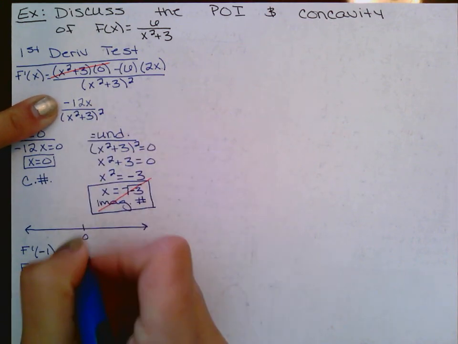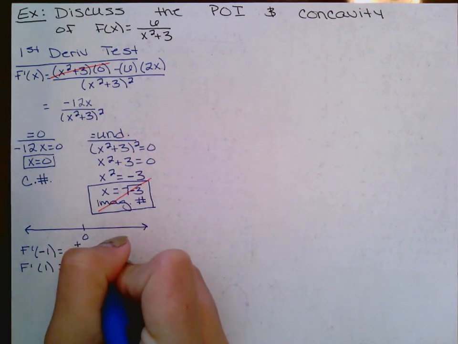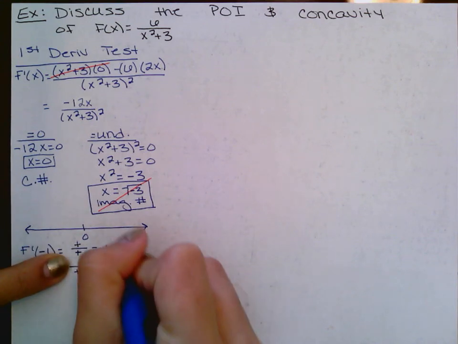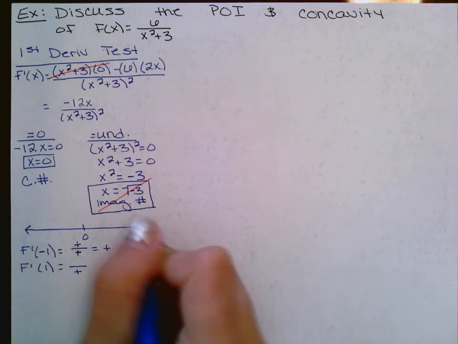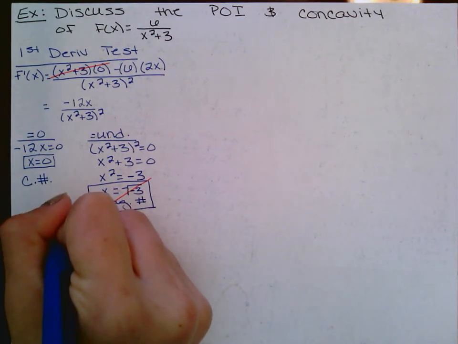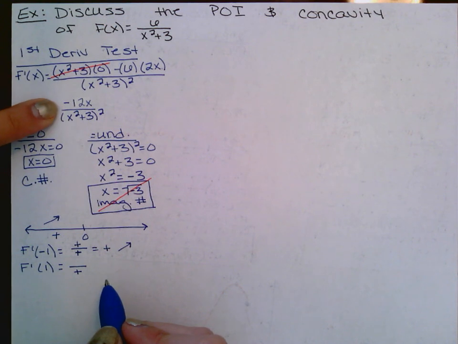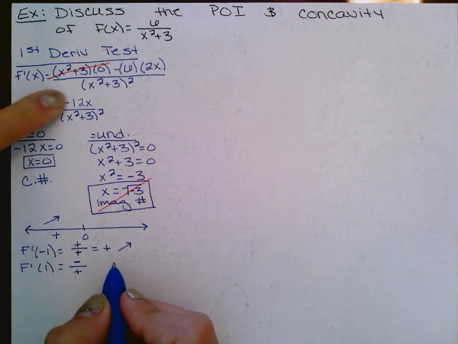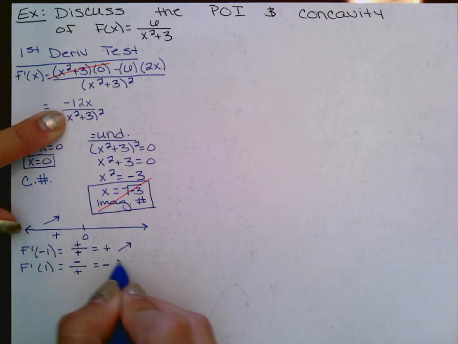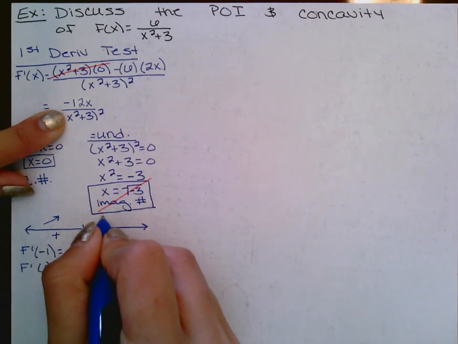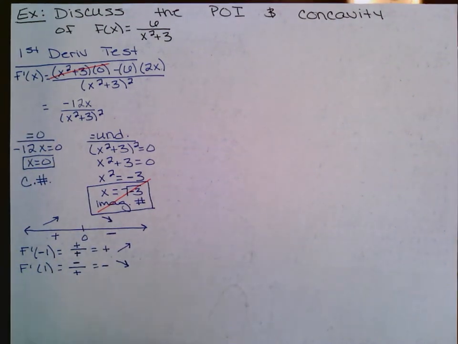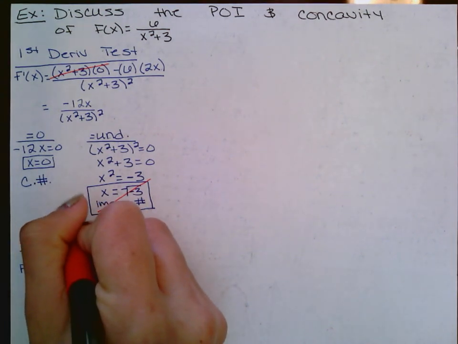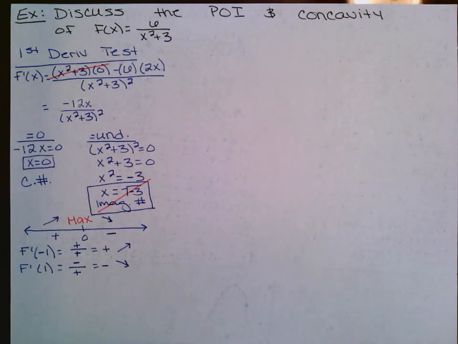Negative 12 times negative 1 is a positive. Positive divided by positive is positive, which means increasing for a first derivative. Now if I plug a positive 1 in here, negative 12 times positive 1 gives me a negative, and a negative divided by a positive gives me a negative, which indicates decreasing for the first derivative. And because I switch from increasing to decreasing, I have a max at 0. I don't have any mins.